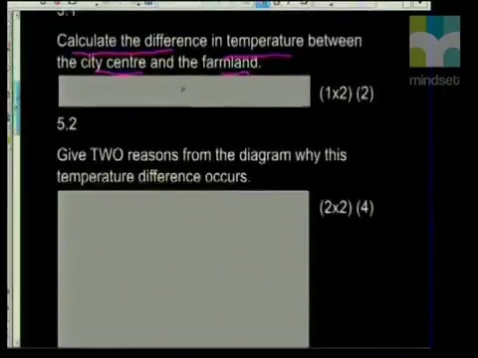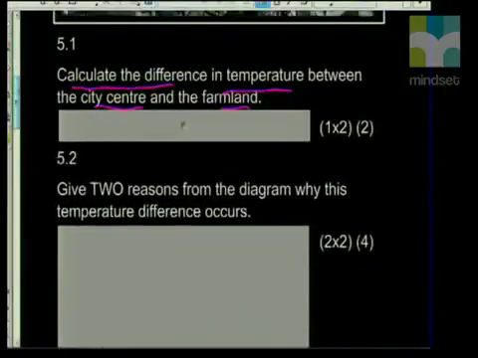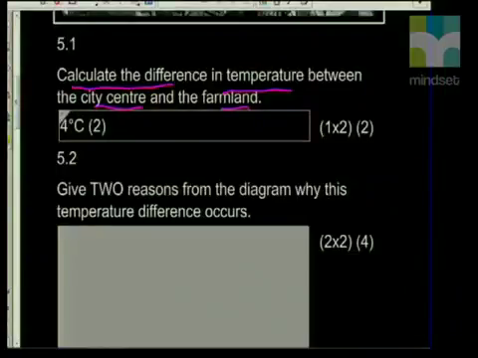So this is very simple. 35, 31. The difference is 4 degrees. All right? And if I looked at this down here very clearly, there we are. It's 4 degrees Celsius. All right? I can show the calculation, but the main thing is you got your 4 degrees Celsius as your difference. All right? So that would give you your 2 marks. Let's look at the next question.